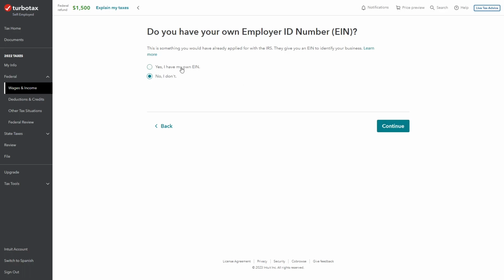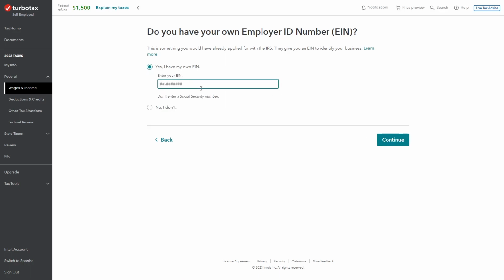Okay, so we do have our own EIN. Every LLC generally should get its own tax ID number. You need it for tax forms, and you also need it to open bank accounts, right? So let's just say this is the EIN assigned to the business.